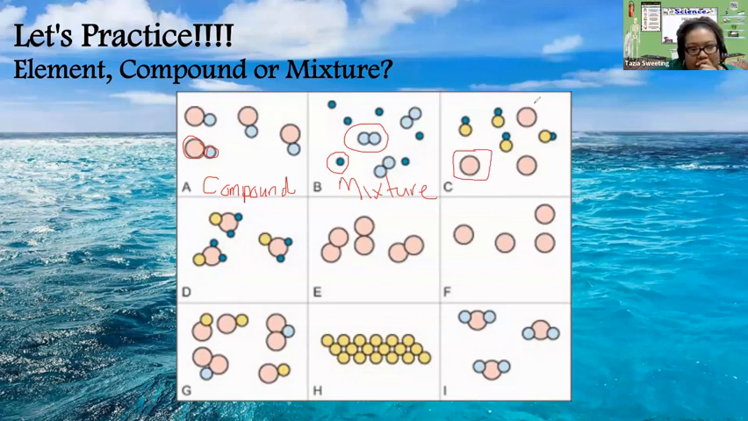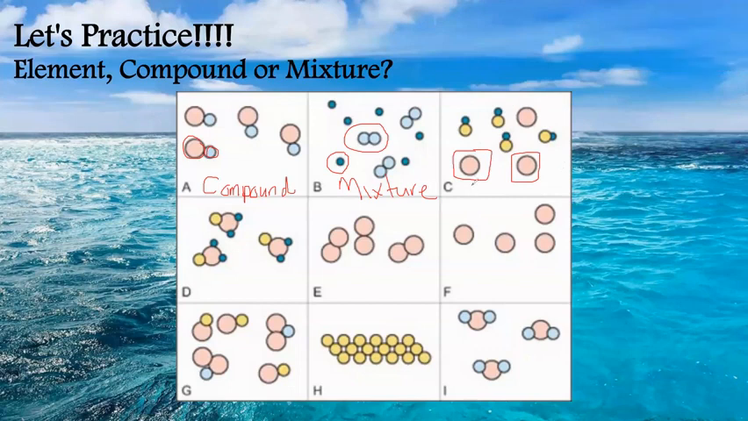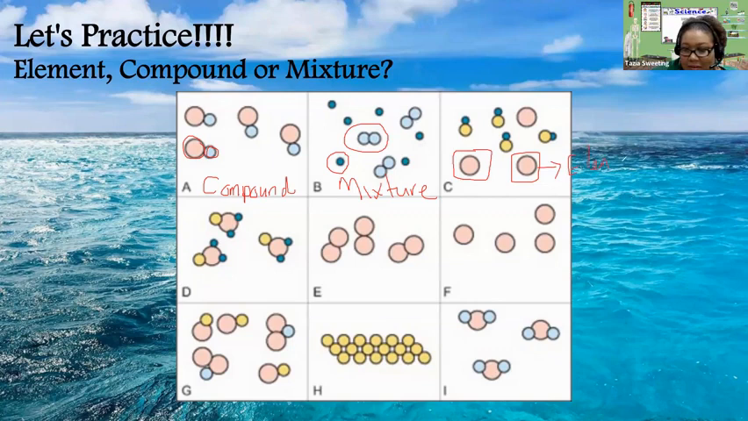Wait. Can I change my answer? Go ahead. It's a mixture because they're not chemically connected. Okay, so what does the pink color represent? An element. And what is this, the yellow and the blue? A compound.